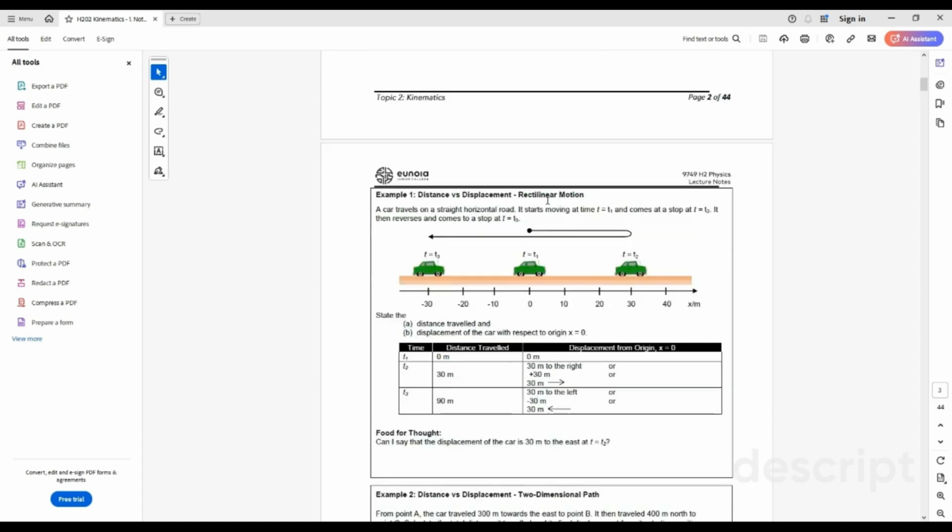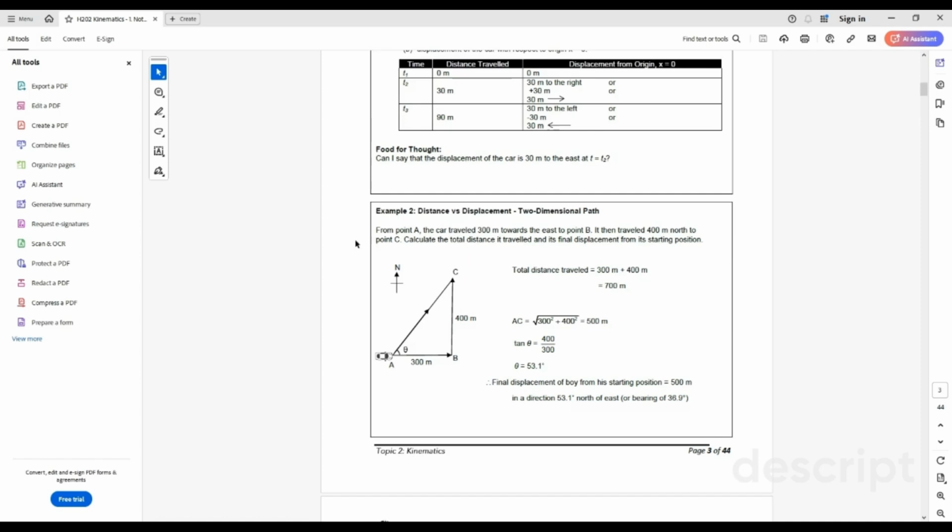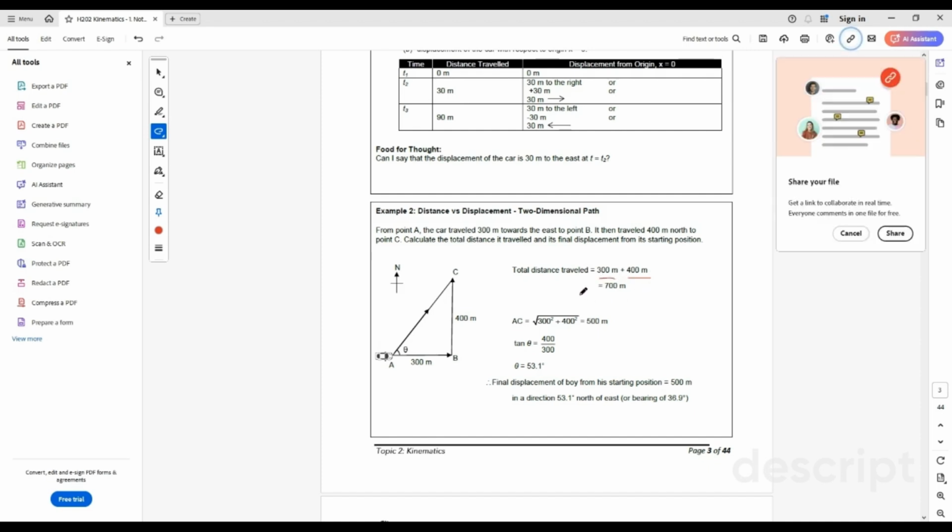So let's go through the second example, distance versus displacement. From point A, the car traveled 300 meters towards the east of point B. It then traveled 400 meters north to point C. Calculate the total distance it traveled and the final displacement. So total distance traveled is basically the entire length it has traveled and not the shortest distance between A and C. So we need to account for the distance of AB and BC, which is 300 meters and 400 meters respectively. So you can get 700 meters.